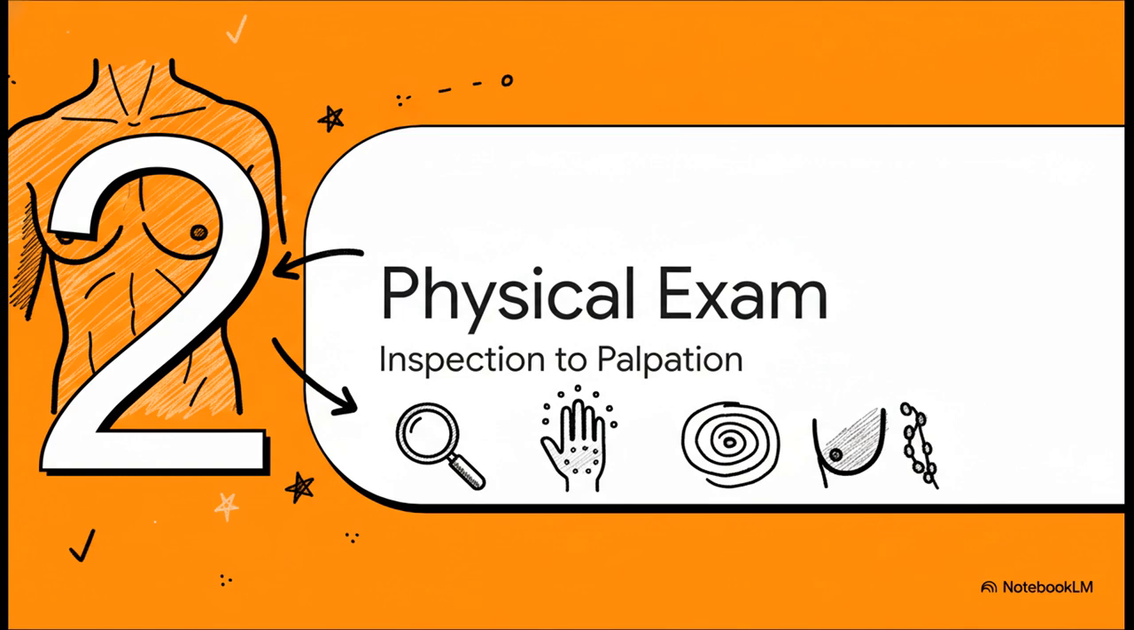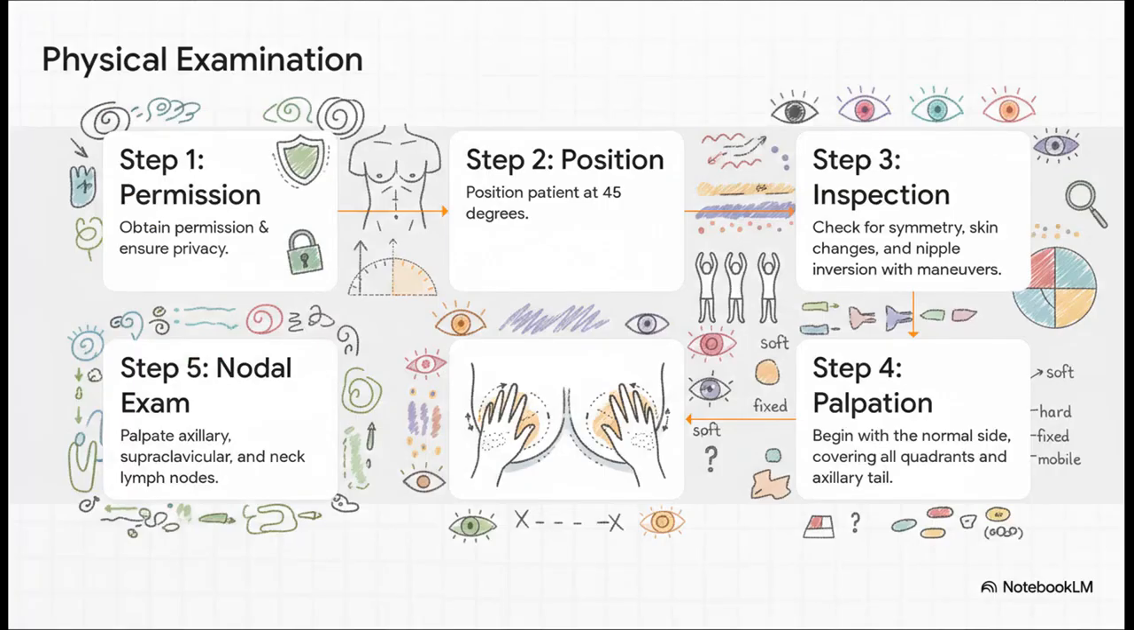Let's move to the next logical step. How would you perform the physical examination? After getting her permission and with a chaperone present, I'd have the patient sit at a 45-degree angle. The exam always starts with inspection. I'm looking for any asymmetry, skin changes like dimpling, or that classic peau d'orange appearance. I'd have her do 3 maneuvers: arms by her side, arms raised overhead, and then hands pressed onto her hips. These all help to bring out any subtle tethering to the underlying muscle.